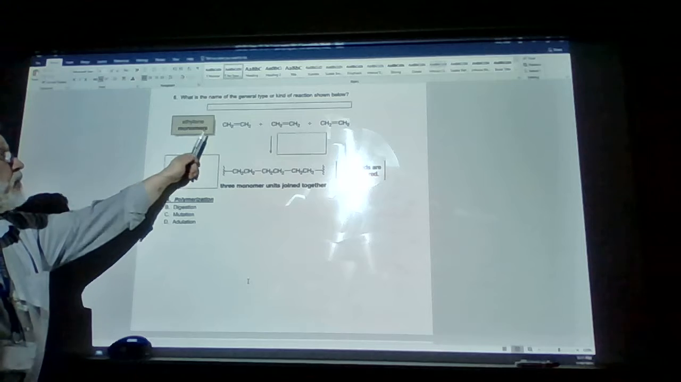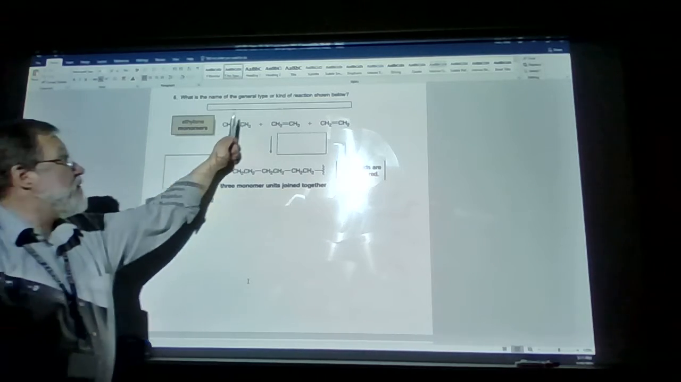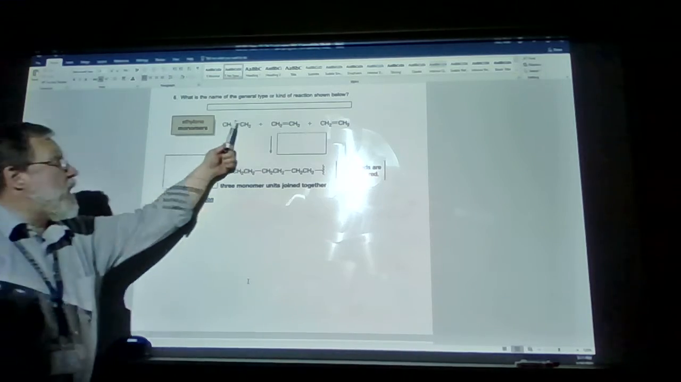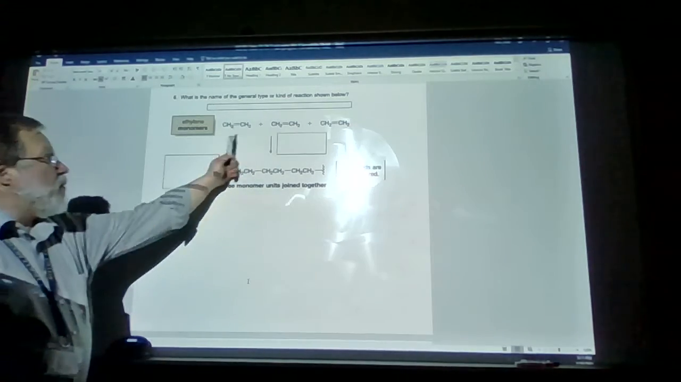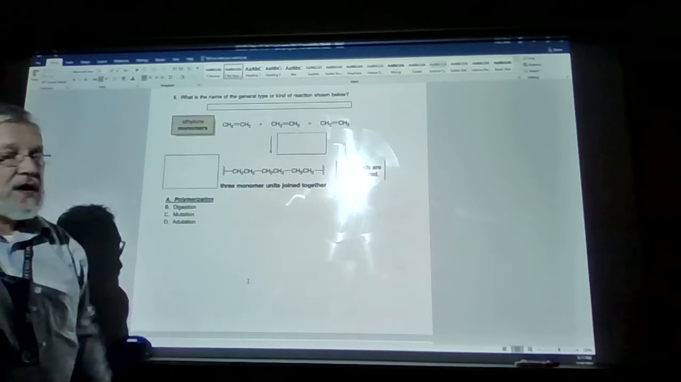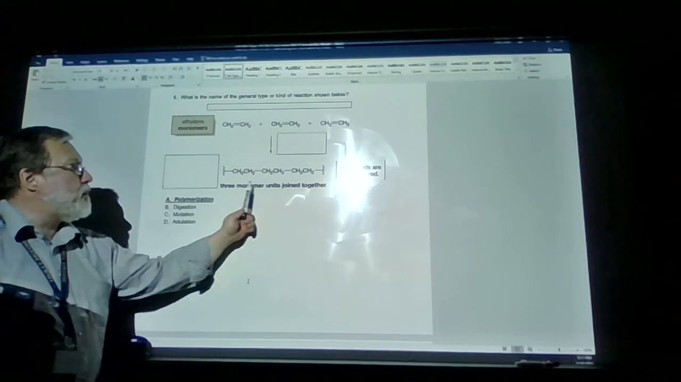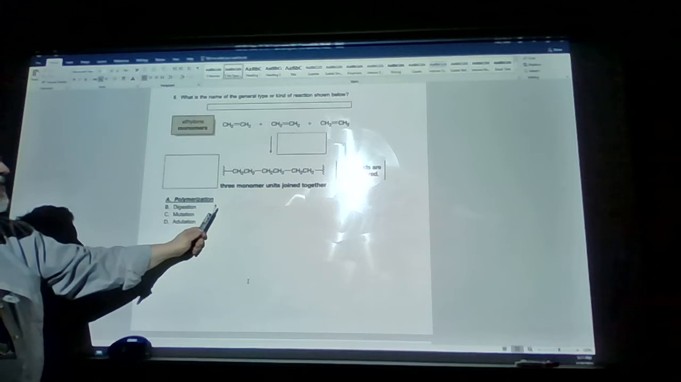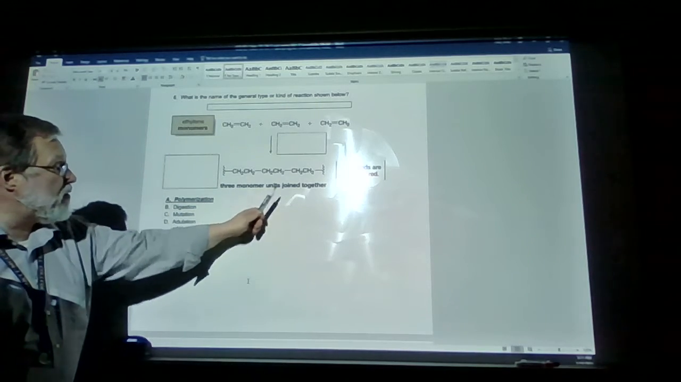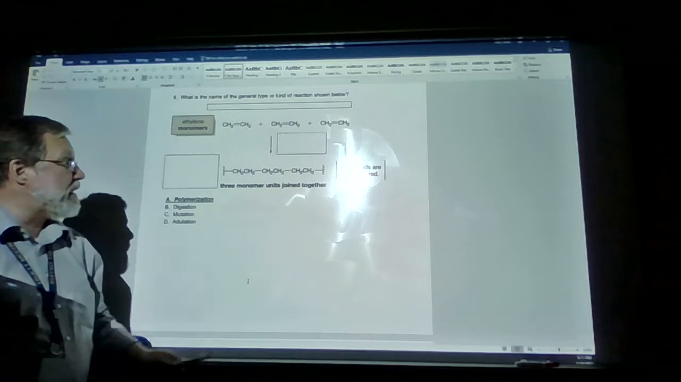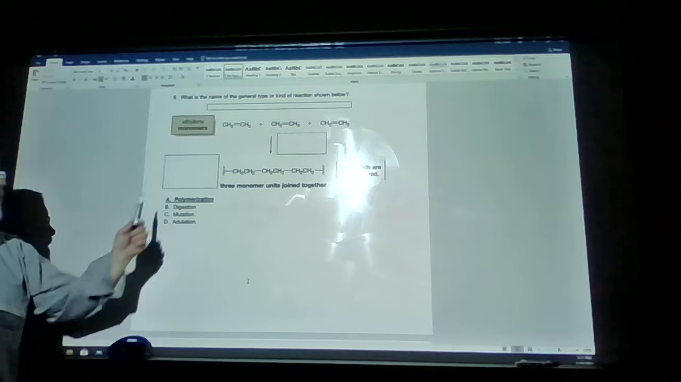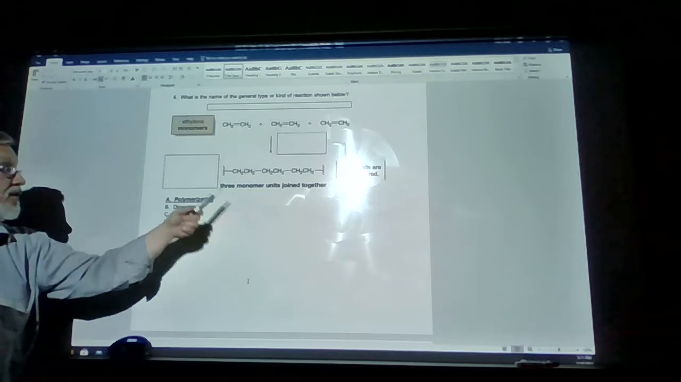Number 6, what is the name or general type of reaction shown below? We have monomers, ethylene monomers. We have 3 monomeric units. Reaction happens, and all these monomeric units are linked together to create a polymer. So this is a polymerization reaction. 3 monomeric units joined together form a polymer. Poly meaning many, mer meaning units. Many units, many mers, polymer.